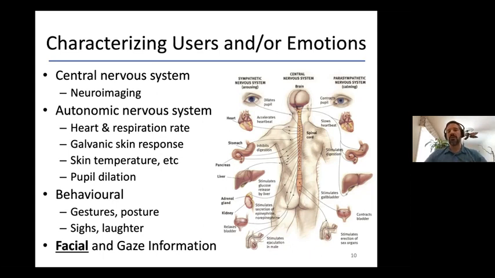Behavior cues also are very important to give information about the user's emotional state. So you look at gestures, you look at posture, you can tell if a person is engaged, you can tell if a person is bored, and so on. You can also look at, for example, sighs and laughter. Of course, facial information is one of the strongest or one of the most widely used modalities to monitor emotions today. So you're looking at videos and images and so on.